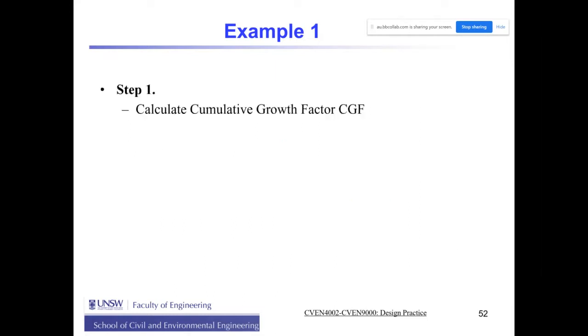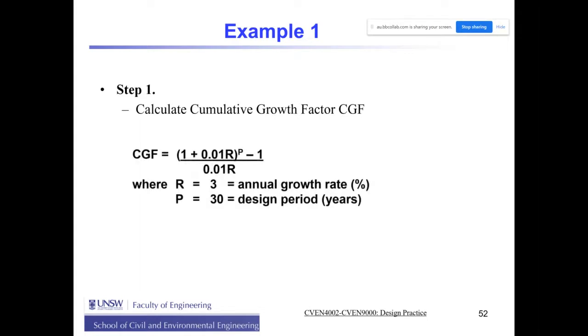So we want to determine the design traffic. First of all, we calculate CGF, the cumulative growth factor. From statistics, we have this equation. P is the design life, which is 30 here, and R is the annual growth rate, which is 3. So you can simply substitute and calculate the value. CGF becomes 47.5.